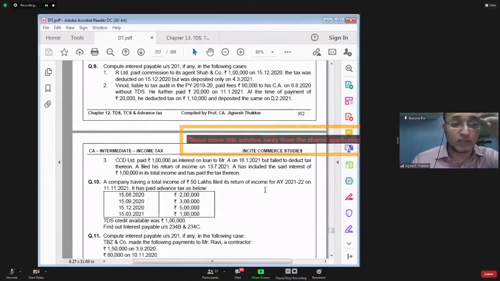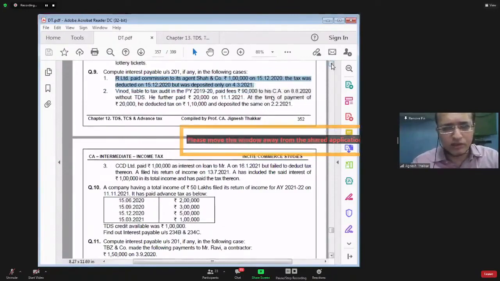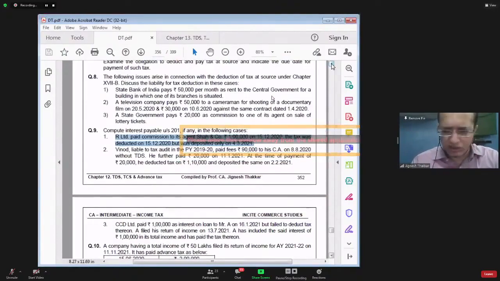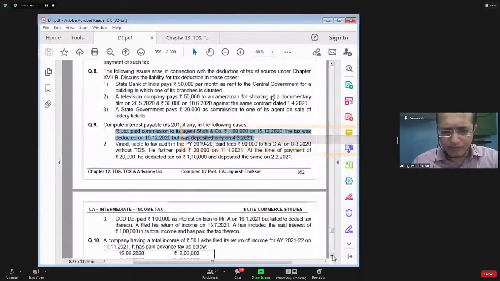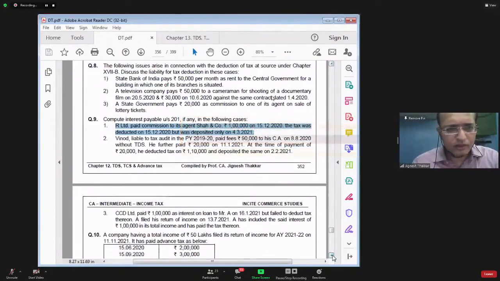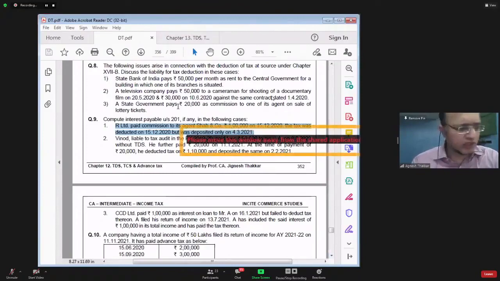Now let's move on to question number 9. Compute the interest payable under section 201 if any in the following cases. R Limited paid commission to its agent Shah and Company 1 lakh on 15 December 20. The tax was deducted on 15 December 20. Question number 8 is pending. Oh, point number 1 and 2 are pending. Okay. So let's first of all do question number 8 only.